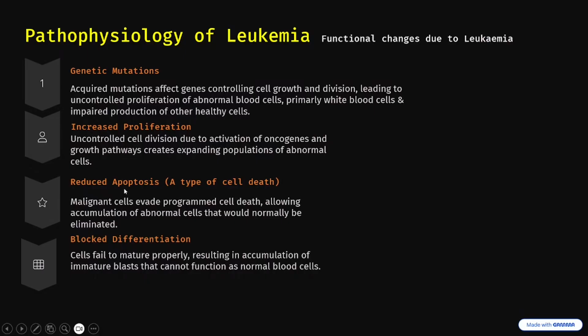Reduced apoptosis. What is apoptosis? Apoptosis is a kind of cell death. Malignant cells avoid programmed cell death, allowing accumulation of abnormal cells that would normally be eliminated. Blocked differentiation: cells fail to mature properly, resulting in accumulation of immature blasts that cannot function as normal blood cells.